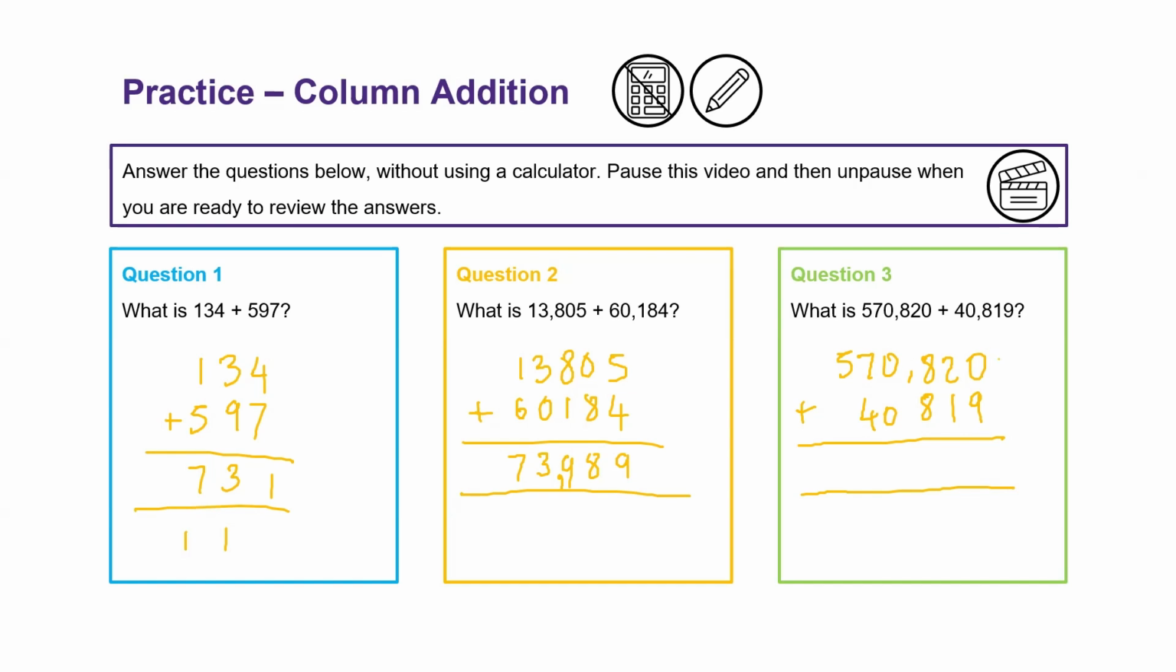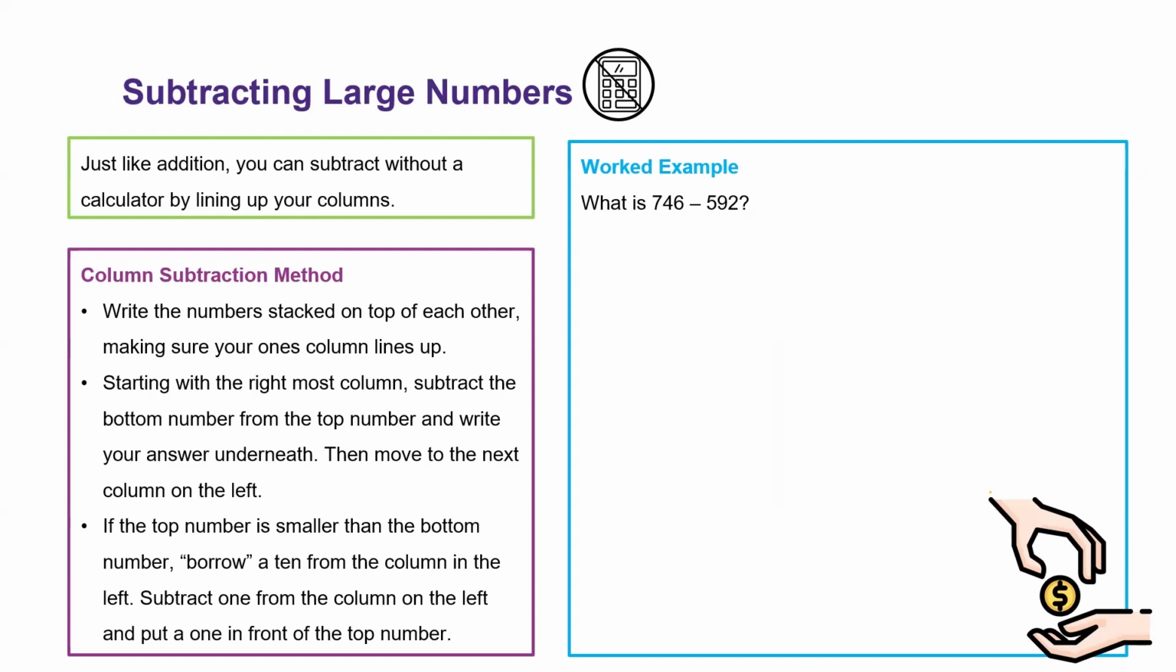So once I stack them correctly, same process as before. Start on the right-hand side. 0 plus 9 is 9. 2 plus 1 is 3. 8 plus 8 is 16. So I carry the 1. Put the 6 there for 16. 0 plus 0 plus 1 is 1. 7 plus 4 is 11. Carry the 1. And then 5 plus that 1 is 6. So the answer is 611,639.